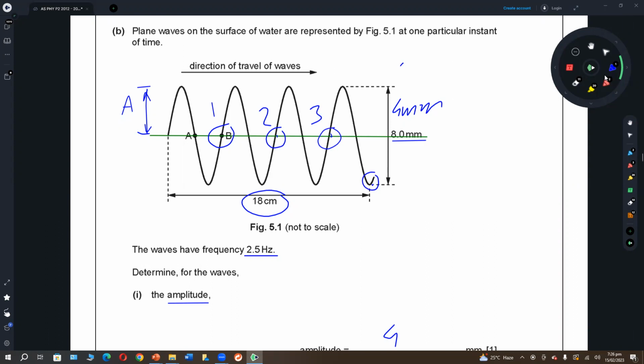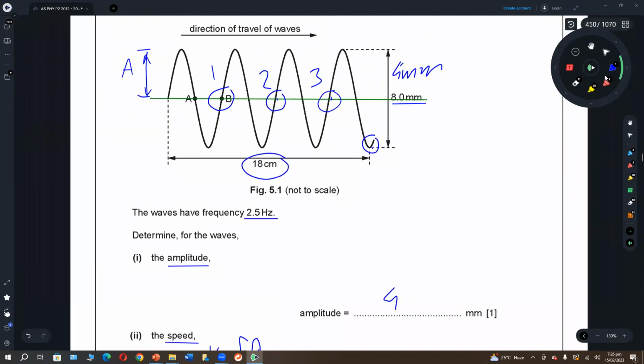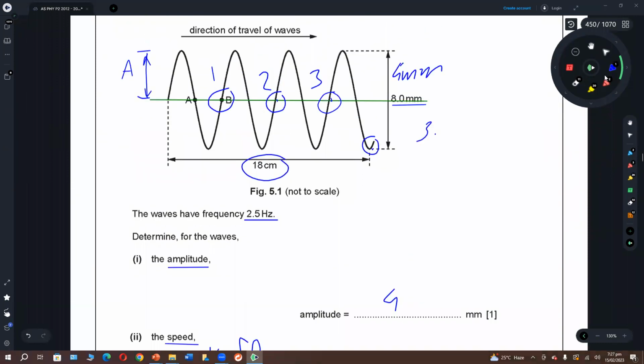Is it 3.5 or is it 3.75? I think it is 3.75. Yes, very good. It is 3.75. So 3.75 cycles give you 18 centimeters. So one cycle is X.